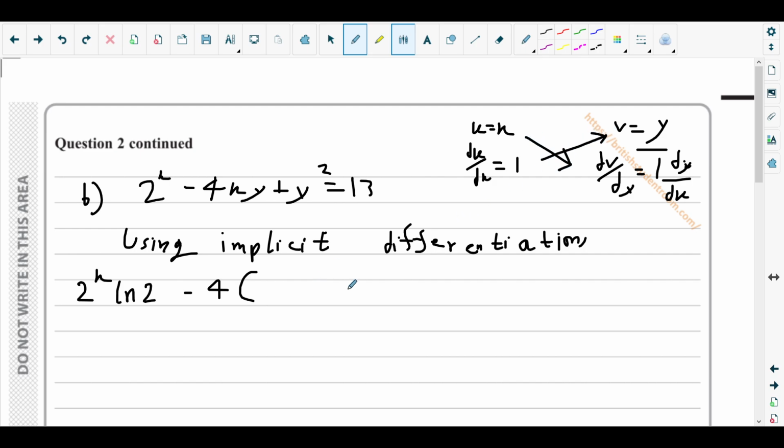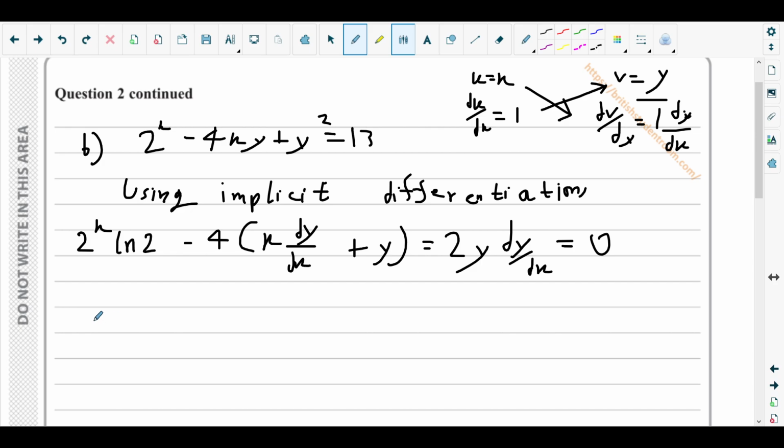So now the product rule: cross multiply, right? And then we add them up. So what will we get? x dy over dx plus y. Then y squared: the derivative of y squared is what? Twice y, but we are differentiating y, so we need to multiply by dy over dx, equals what? The derivative of 13 is 0, since it's a constant. So now multiply out the brackets, and then we will go for the next step.